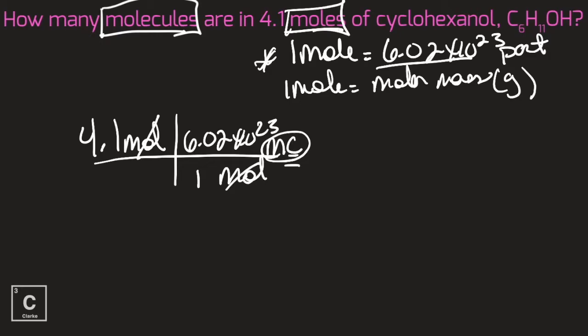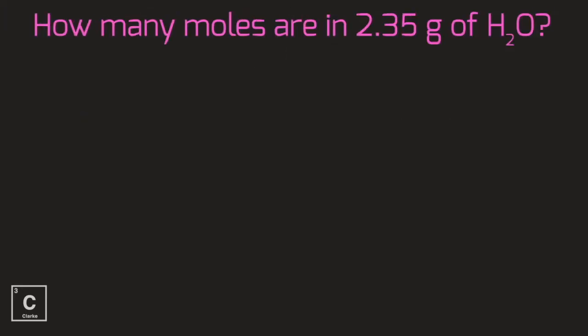I'm going to put this in the calculator. They're both on top, so we're going to multiply. I am noticing that we've got 2 sig figs, so we need 2 sig figs in our answer, so I'm going to round this to 2.5 times 10 to the 24, and that would be molecules. How many moles are in 2.35 grams of H2O, water? We're starting with grams, we're going to moles.